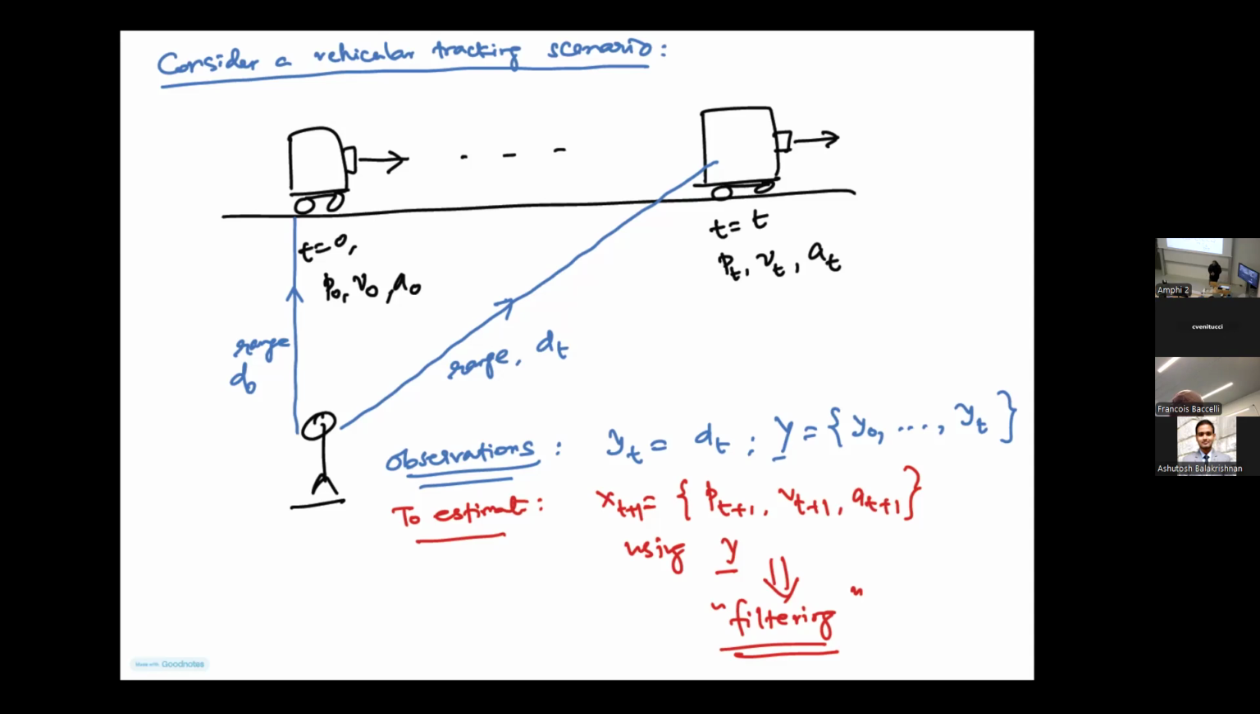And so the idea of this entire framework is to measure the state through observations. These observations are represented as y, so y of t, and we have an entire set up to time t, y0, y1, and so on. And we want to estimate the x, which is p, v, and a at t plus 1 through the y's. And this process is referred to as filtering.